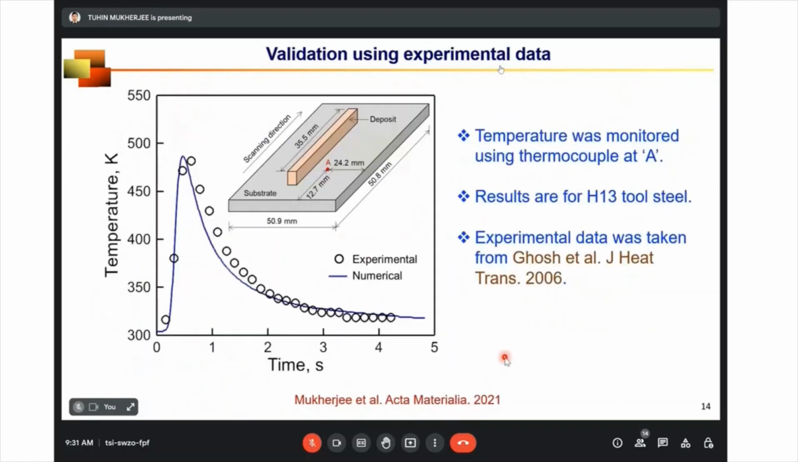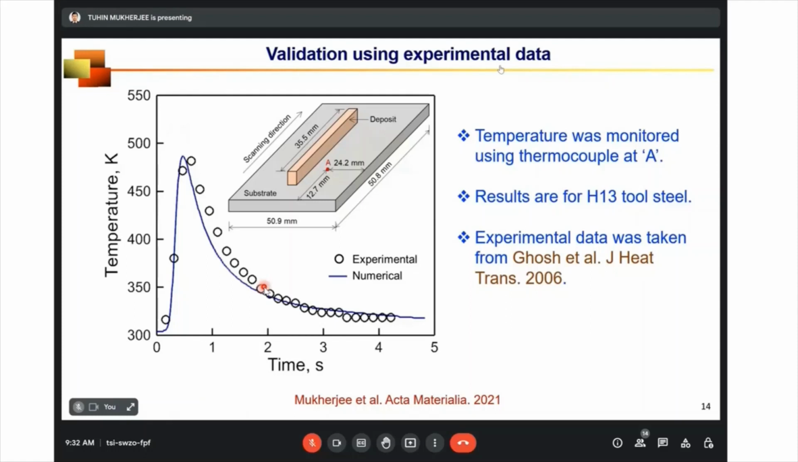How good are the calculated results compared to the experiment? So let's say you are depositing one thin layer on top of a substrate and you put a thermocouple at location A, which is a little bit away from the deposit because it's very difficult to measure temperature using a thermocouple accurately inside the deposit. So this is for H13 tool steel, and you can see that the computed result matches reasonably well with the experiment. So why do we need the validation of model results?